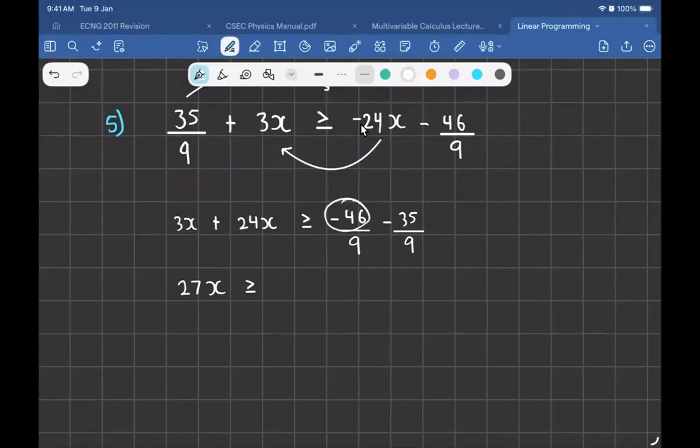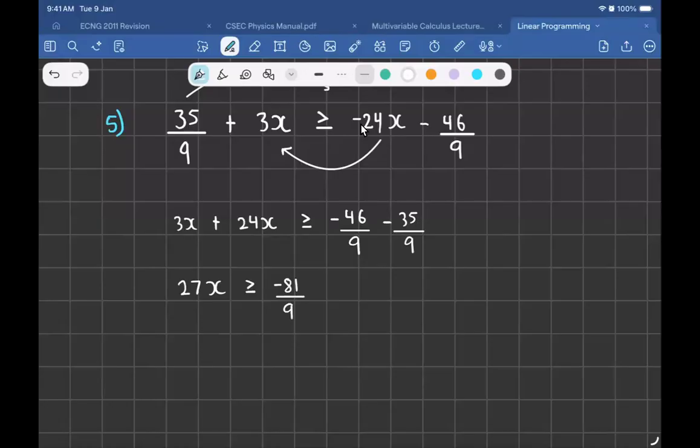What's minus 46 minus 35? Minus 46 minus 35. Sorry, I take so long. I keep forgetting that my mic is muted. Negative 81. Right? So we end up with negative 81 over 9.